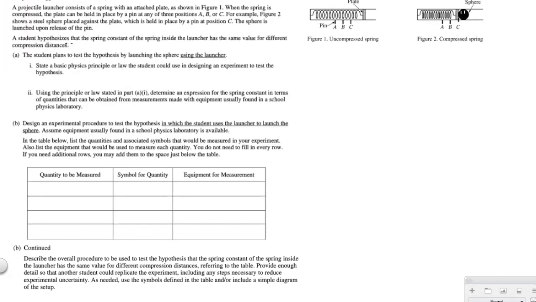And the hypothesis made by this student is that the spring constant of the spring has the same value for different compression distances. So regardless of whether we take this plate here and compress the spring to C, or compress to B or compress to A, regardless of how far we compress the spring before launching this sphere, the spring constant stays the same.